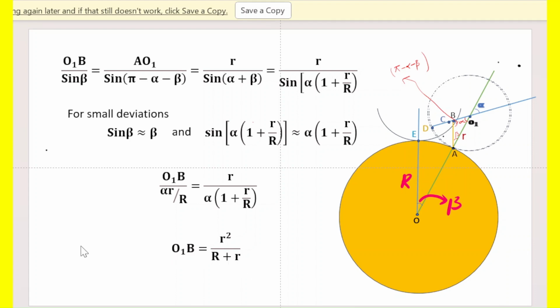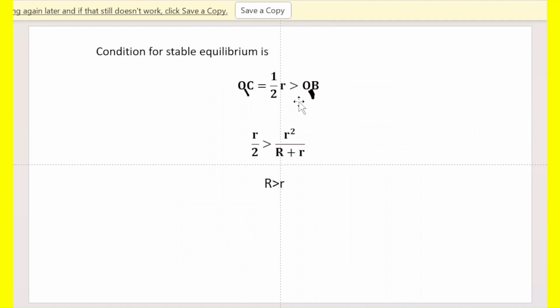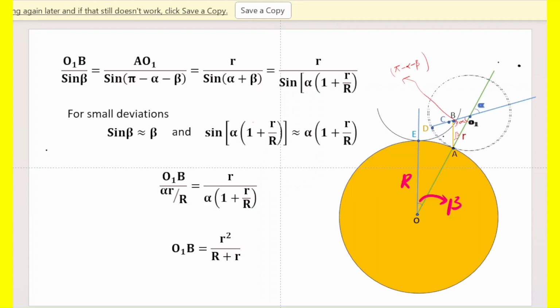This O1B value we have to substitute in this equilibrium condition. O1C is nothing but half R, which is greater than O1B. O1B we obtained as R square by R plus r. From here we get a great result. Capital R should be greater than small r. Capital R should be greater than small r. Means what? The radius of the hemisphere must be less than the radius of the fixed sphere. Okay, this is the solution.